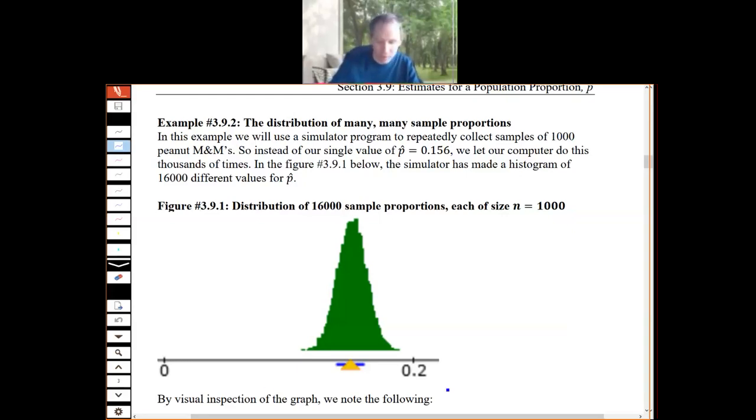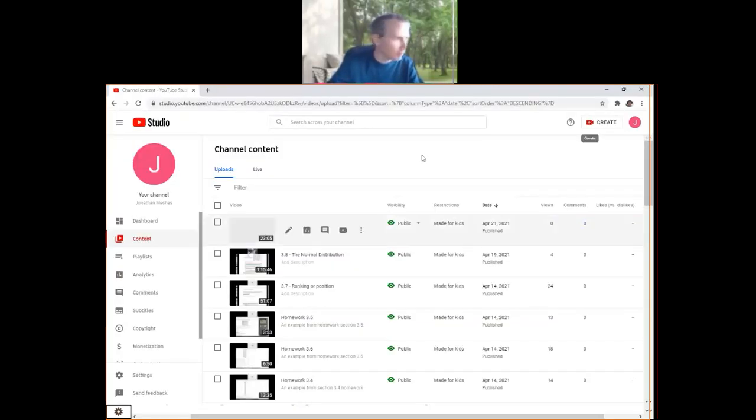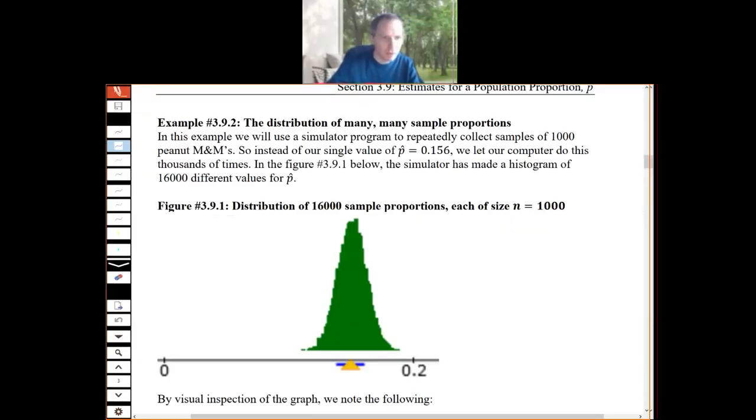in this example, I think we'll dive a little bit further and start to make some of this process a little more clear. So what we're going to do is use a simulator to repeatedly collect samples of 100 peanut M&Ms. Okay, let me see if I can get a simulator going here.